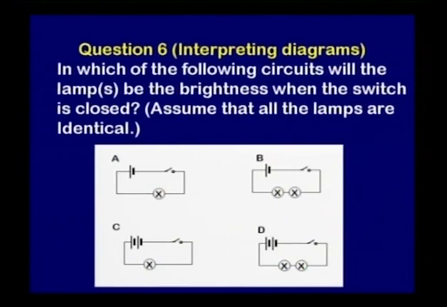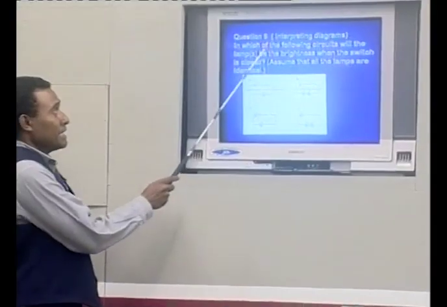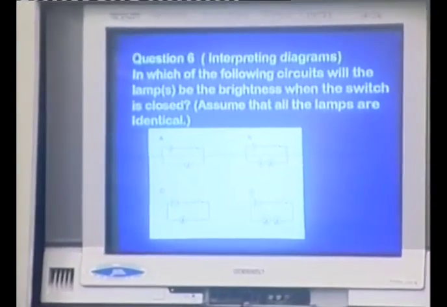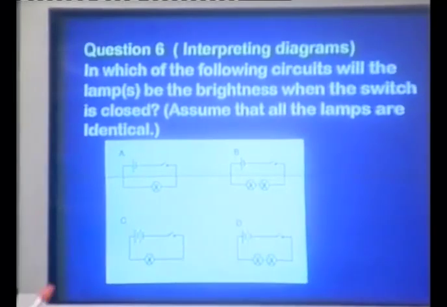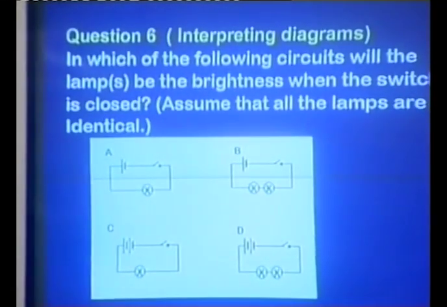The last question, we'll have Terence to give us his answer. Terence, what's your answer? C. Terence says C. Now look up here and we'll go through quickly. This is interpreting diagrams. Right? Diagrams are given. You try to understand or interpret how much light or whatever that it will give. So you try to understand that.